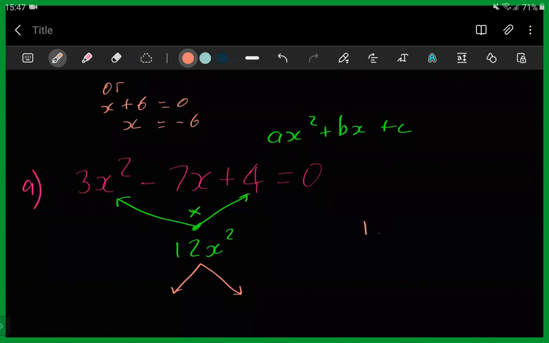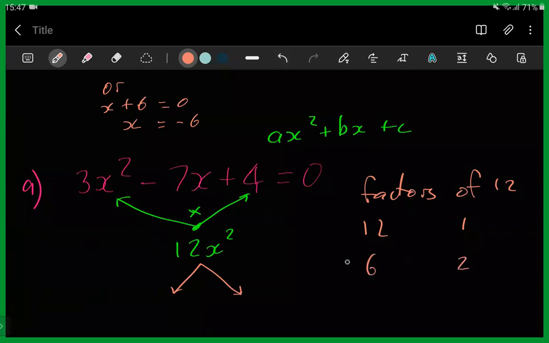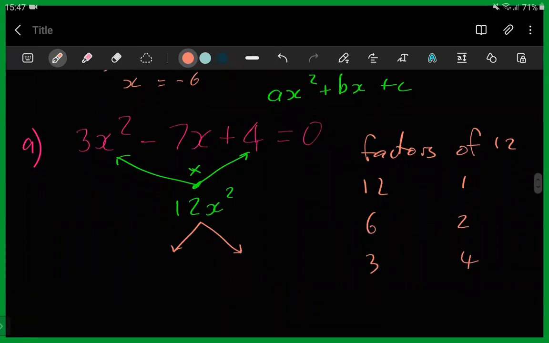So factors of 12, you can see here there's 12 and 1. Let me actually write here factors of 12, right? There's 12 and 1. There's 3 and 4. No, we went too big. There's 6 and 2. There's 3 and 4. And then it ends there. So the only ones that give a 7, specifically a minus 7, yeah, it's gonna be a 3 and a 4.